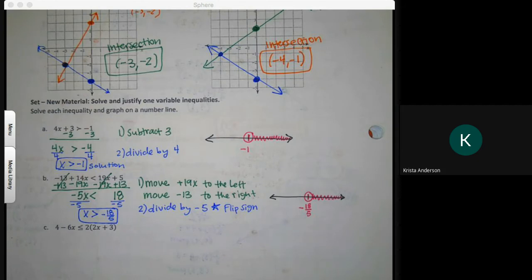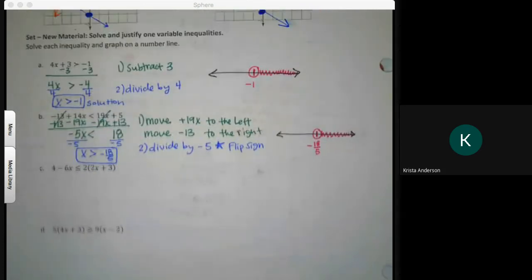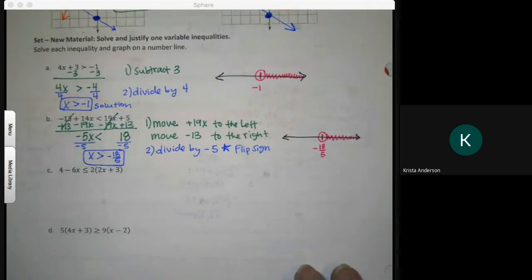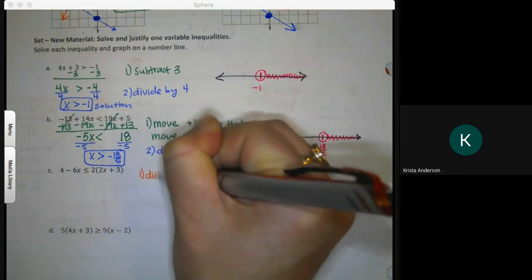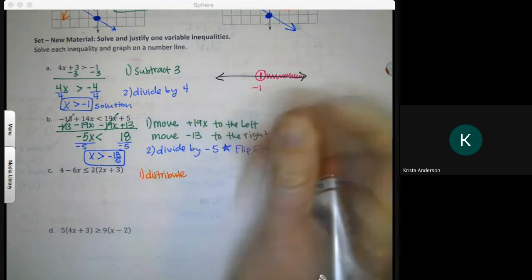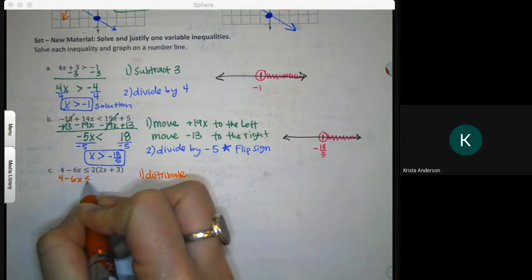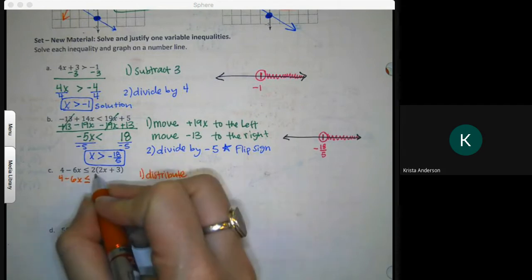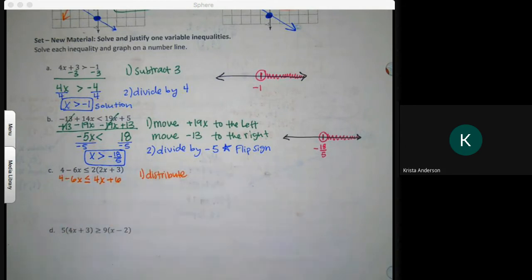Questions? Okay, question C. Question C has parentheses. I'm going to distribute. That would give me 4 minus 6x is smaller or equal to 4x plus 6.